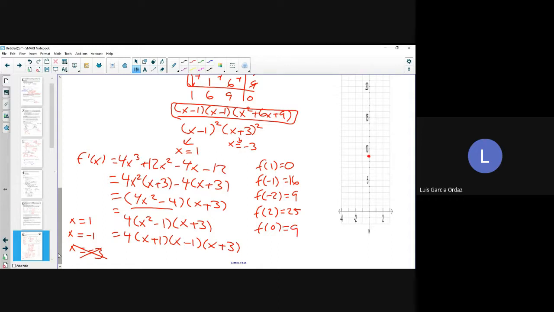It's going to be an ugly looking graph, but it is what it is. At negative 1, it is 16. At negative 2, it is 9. At 1, it's 0. And at 2, it is 25. It's all the way up here. Whatever, you guys understand what's happening. Am I missing any other points?